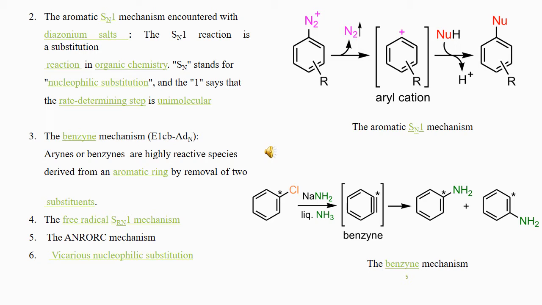Then the third type is benzyne mechanism, that is called elimination-addition. Arynes or benzynes are actually highly reactive species that are derived from an aromatic ring by the removal of two substituents. Now you can see the reaction on the right hand side.